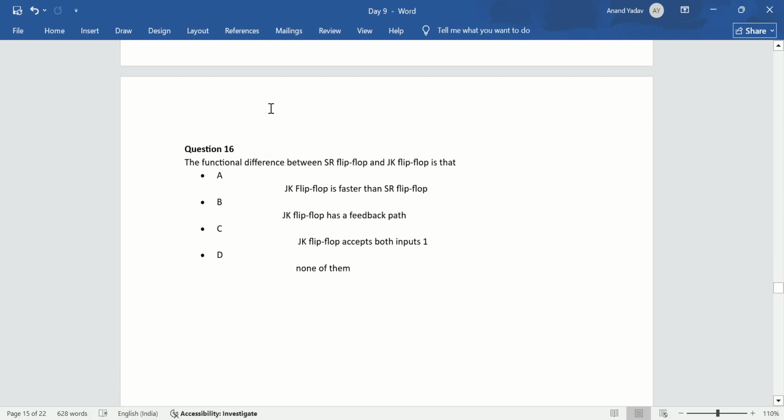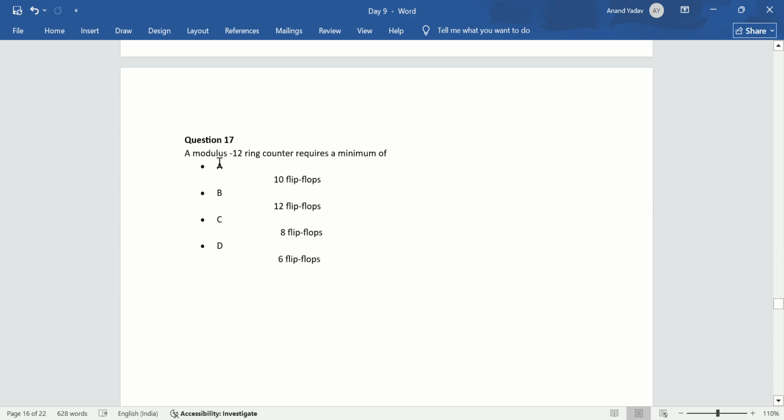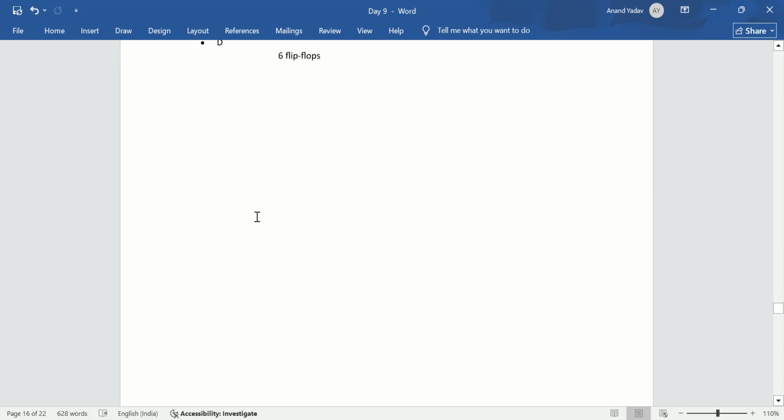Now next one is, the functional difference between SR flip-flop and JK flip-flop is that JK flip-flop is faster than SR, JK flip-flop has feedback path, JK flip-flop accepts both inputs as one. This is true. Option C is correct for this one. Now next one is, a modular 12 ring counter requires a minimum number of flip-flops. 12 flip-flops are required. For this one option B is correct.